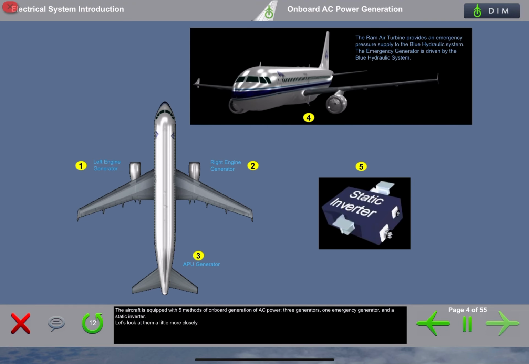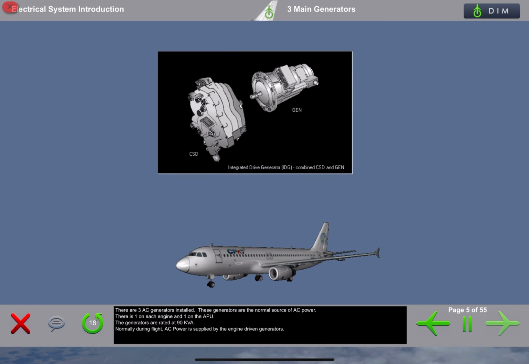The aircraft is equipped with 5 methods of onboard generation of AC power: 3 generators, 1 emergency generator, and a static inverter. Let's look at them a little more closely. There are 3 AC generators installed. These generators are the normal source of AC power. There is 1 on each engine and 1 on the APU. The generators are rated at 90 kVA.